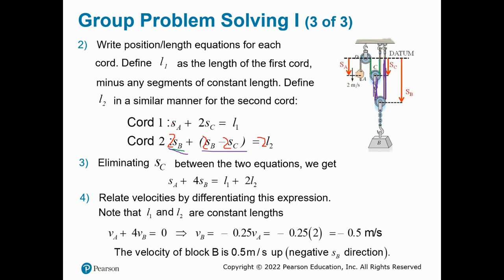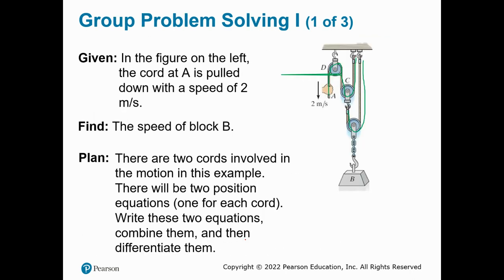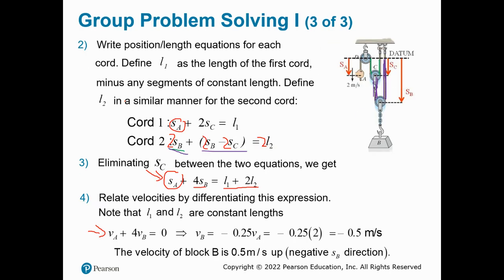I end up with 1SA, and then 2SB plus another 2SB, which gives me 4SB. The right hand side will be L1 plus 2L2. Now, taking the derivative of this equation with respect to time gives me the relationship between the two velocities, VA and VB. And then we are going to plug in the value of VA, which is given to us as 2 meters per second. We plug in the value of VA, and that will give me the value of VB.